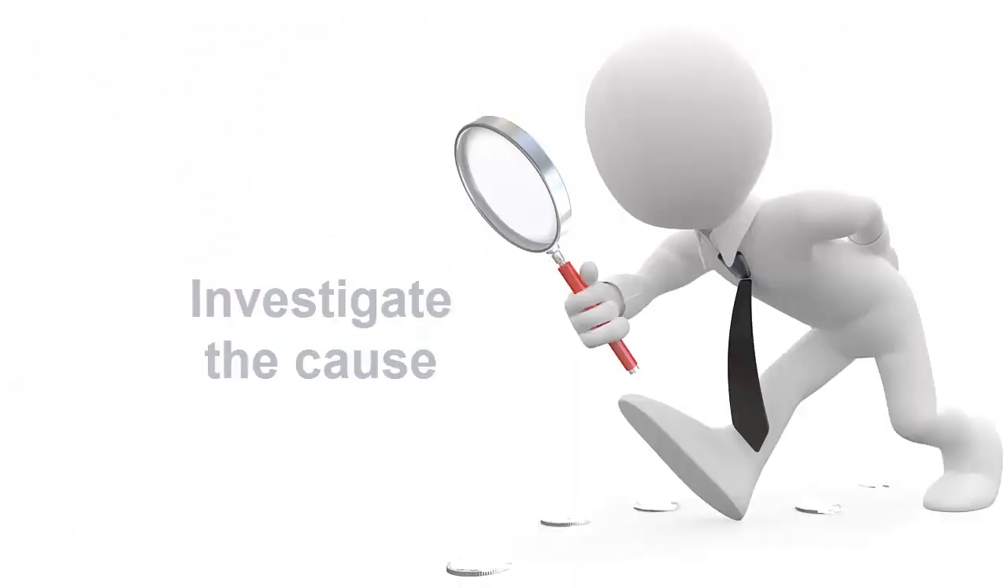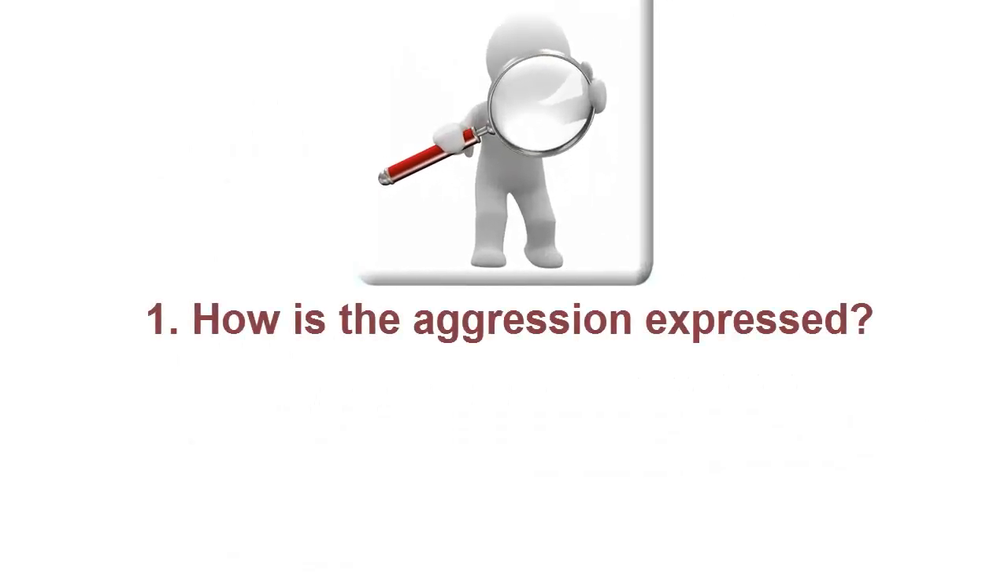So, your mission as a parent or teacher is to investigate the cause. And here's how you're going to go about that. You need to have answers to 4 questions. How is the aggression expressed? Is it through words or behaviors? Does the child become verbally aggressive first and then physically aggressive, or is the first response to strike out?